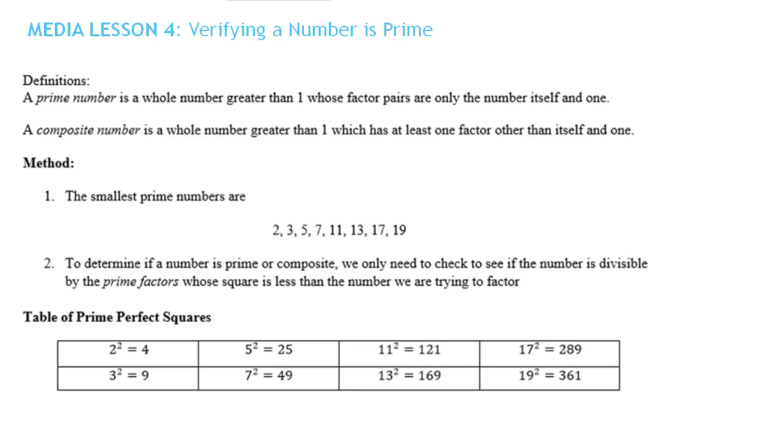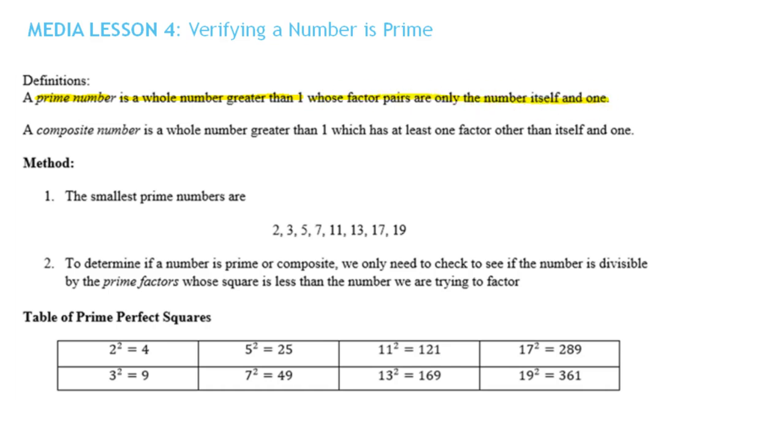In this video, we're going to learn how to verify a number is prime. So first, some definitions. What is a prime number? A prime number is a whole number greater than 1, so we're only considering numbers 2 or greater, whose factor pairs are only the number itself and 1.